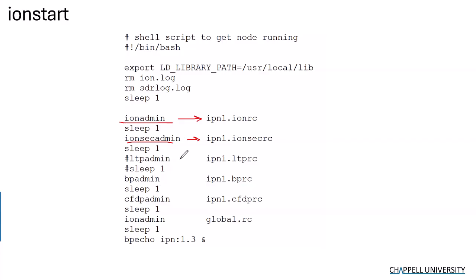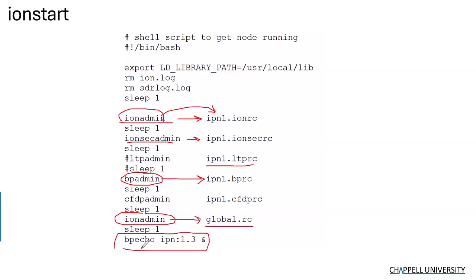LTP admin, we've got it commented out for this lab, but here's the configuration file that it would point to. So you can see that BP admin is what goes and looks at the IPN1.bprc, the BPRC file. Ion admin is launched again. Look, it's launched up here to pull this set of configuration files, but then it's run again to pull this other file called global RC. And then at the end of ion start, it launches BP echo so that we don't have to type that in on the receiving end.